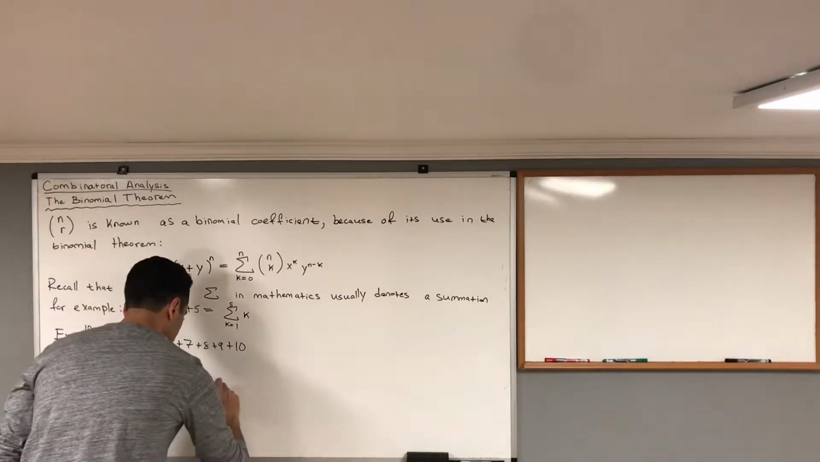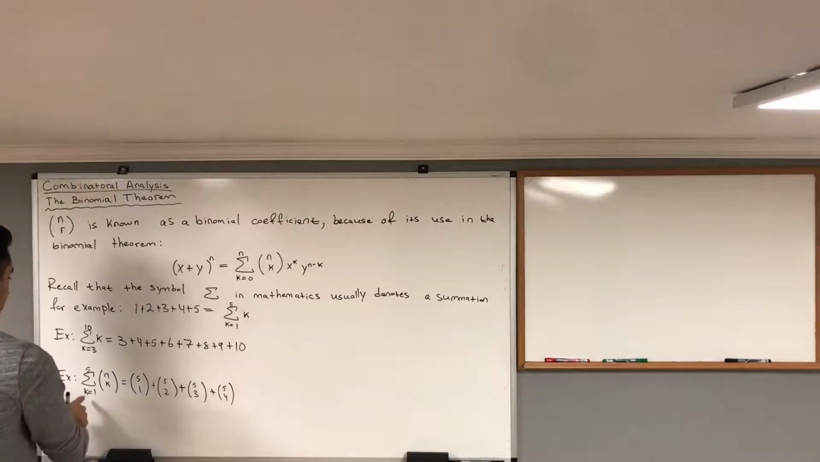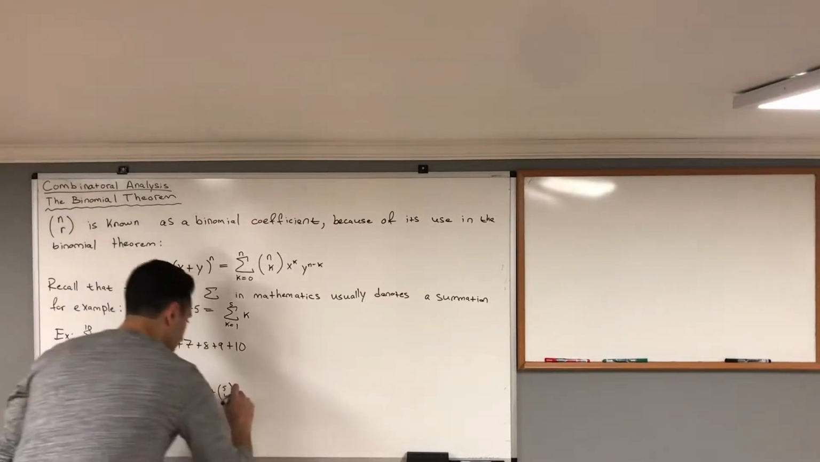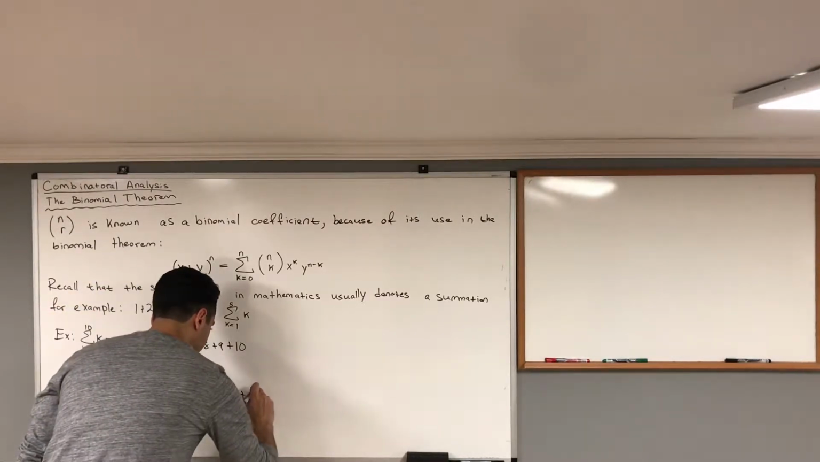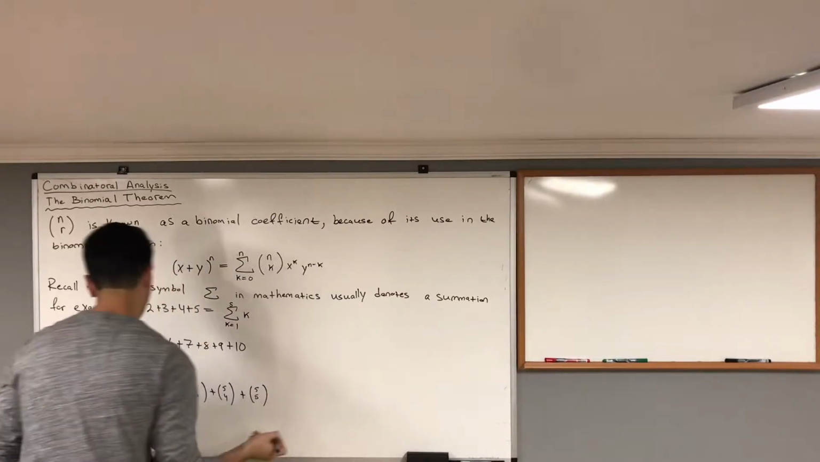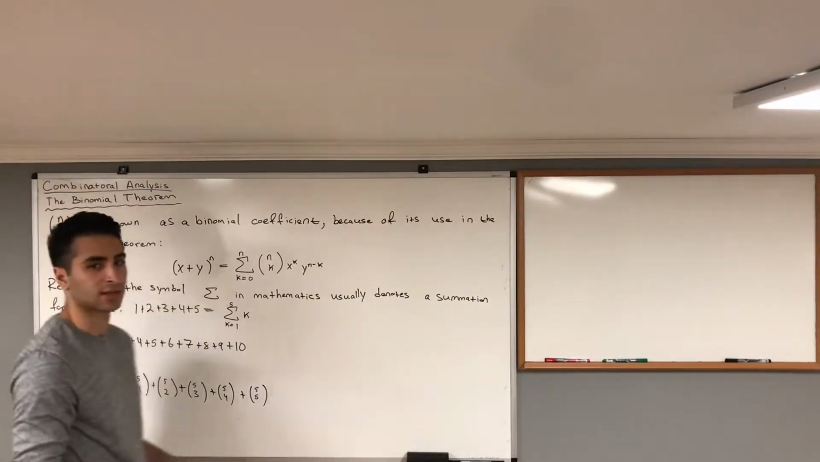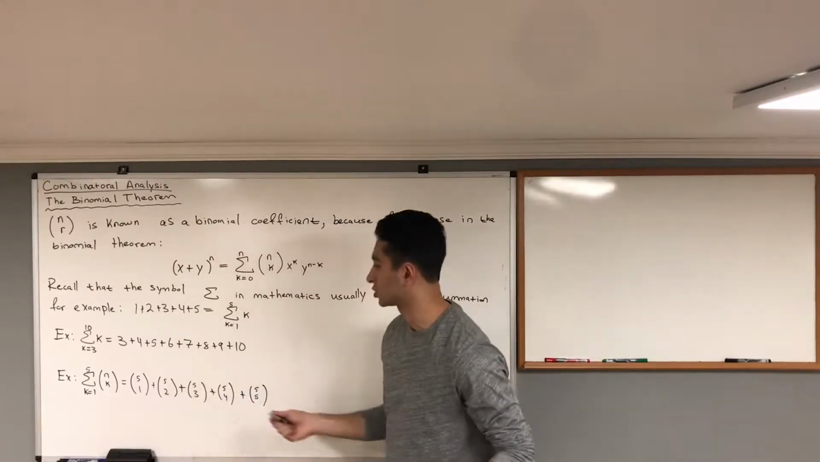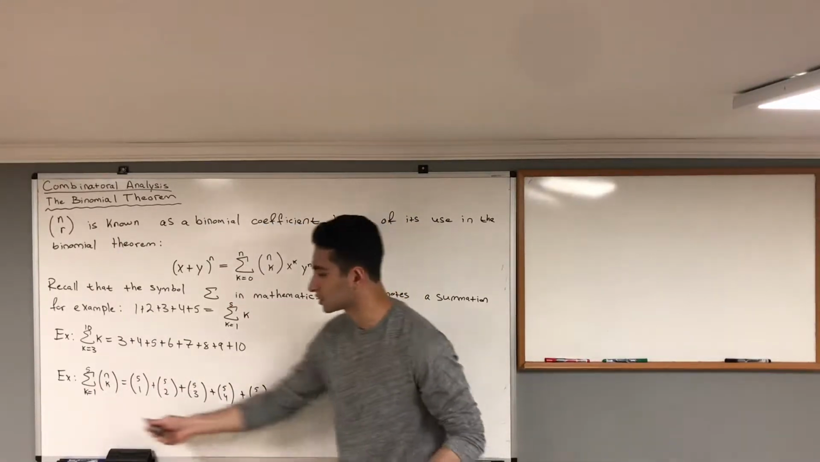plus 5 choose 4. But I'm not done because k has to go all the way to 5. Plus 5 choose 5, and that's your answer. I mean, you could compute this, but that's not what I want you to take away from this. I just want you guys to understand how to use the summation.